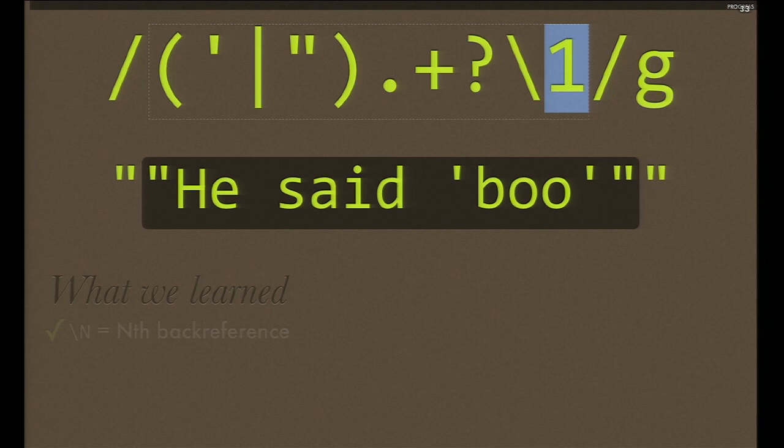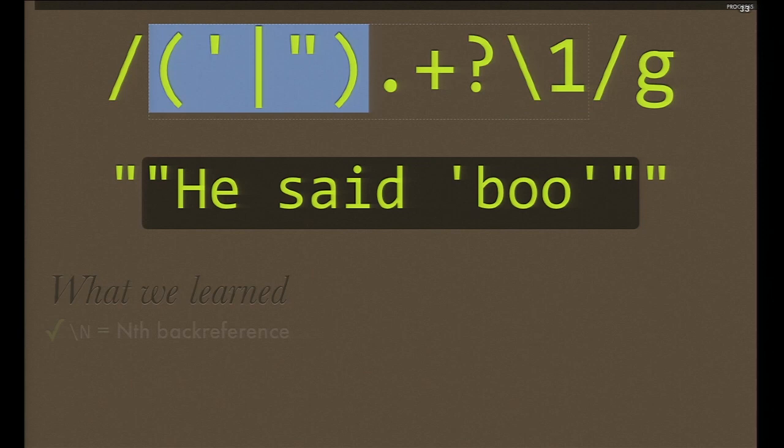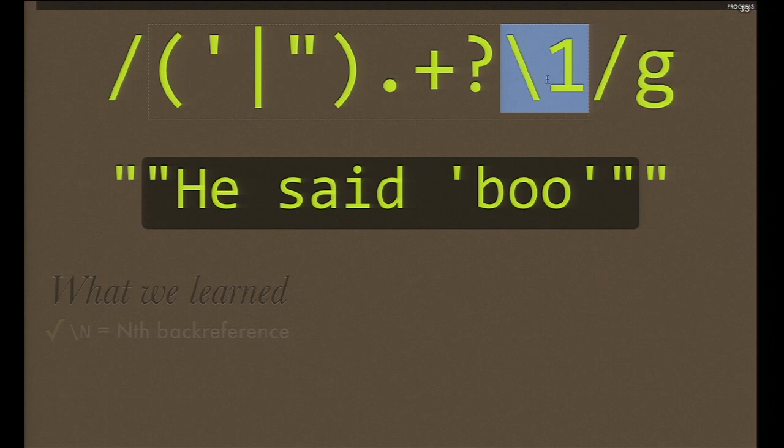The regex engine remembers what parentheses matched, and you can actually use what it remembers in the same regular expression by using this. This basically means I want to match here whatever this matched. If it matched a single quote, this is equivalent to a single quote. If it matched a double quote, that's equivalent to a double quote. So you can match strings properly.